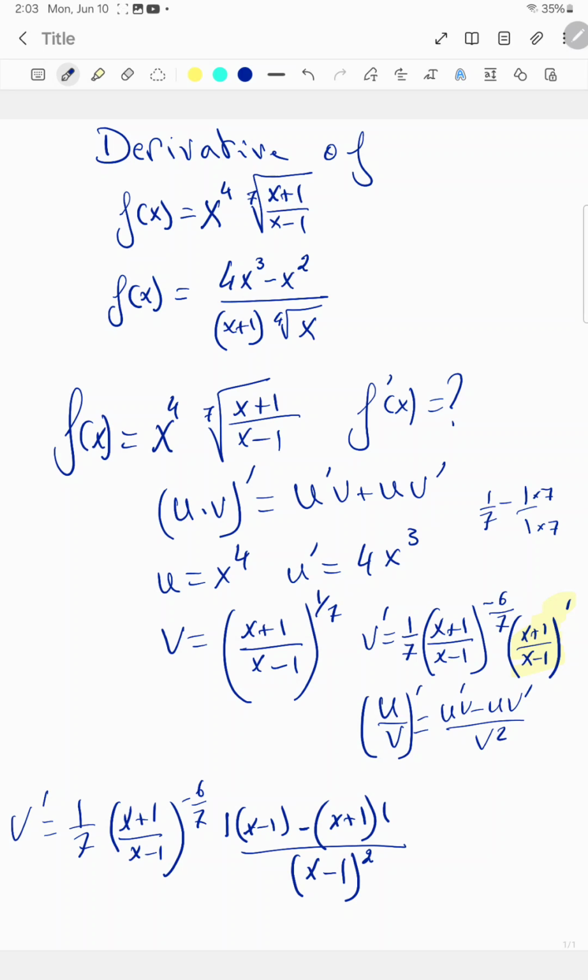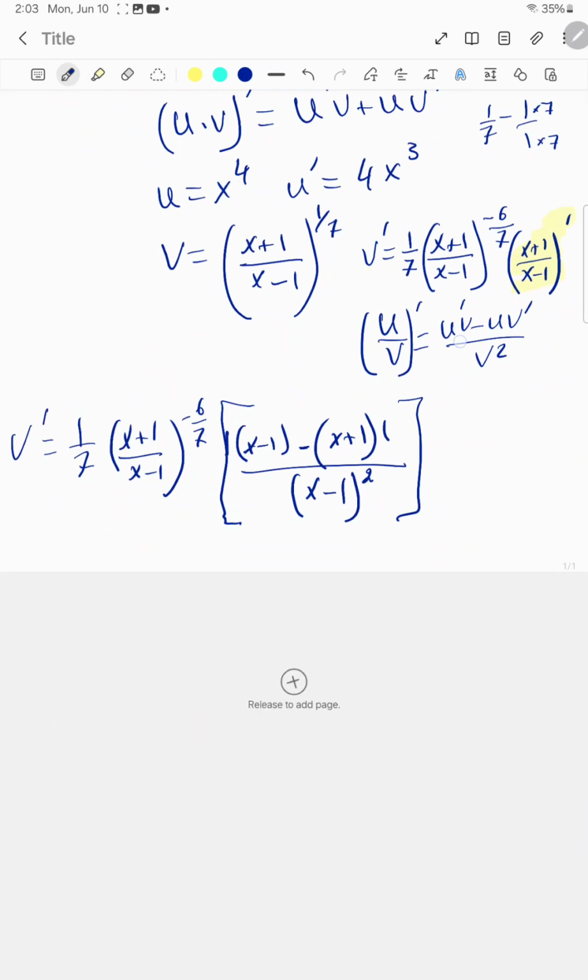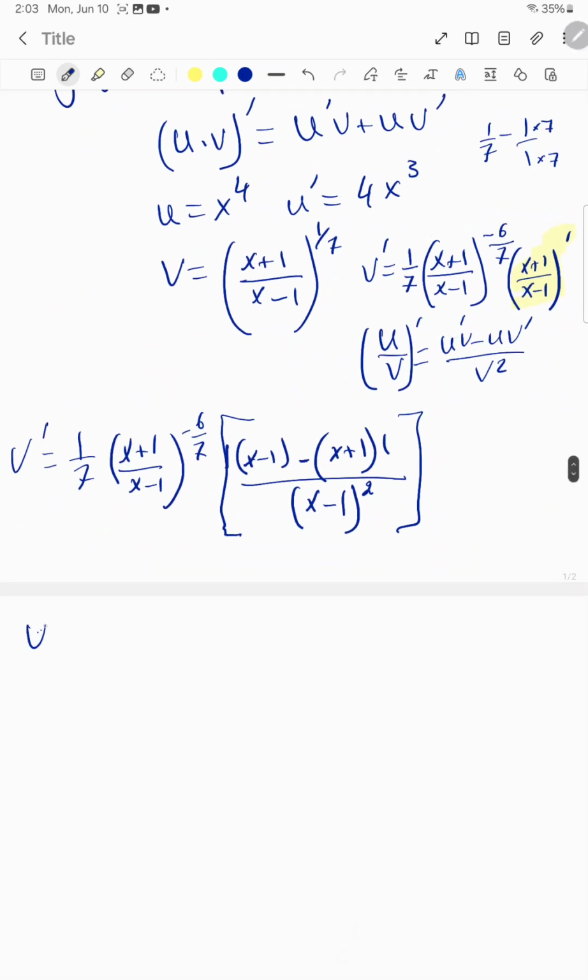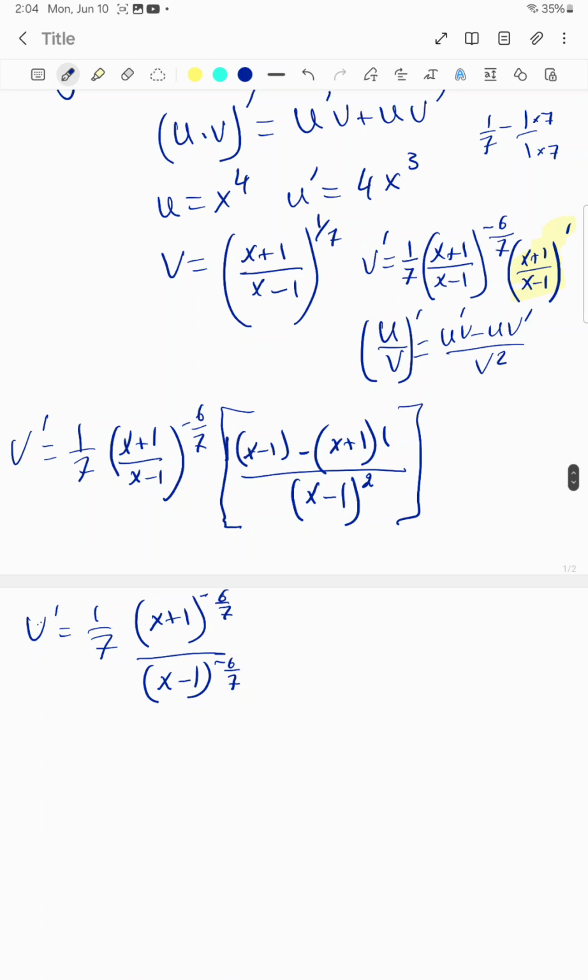Okay? And all this has to be multiplied by that. So let's do it now. I can write v prime is equal to 1 divided by 7, (x plus 1) to the power minus 6 over 7, divided by (x minus 1) to the power minus 6 over 7. And if I want to have a positive exponent, to have it plus 6 divided by 7, I have to flip it.